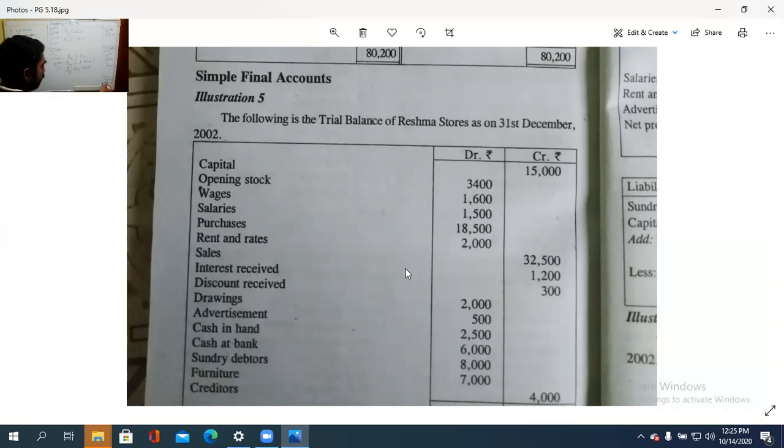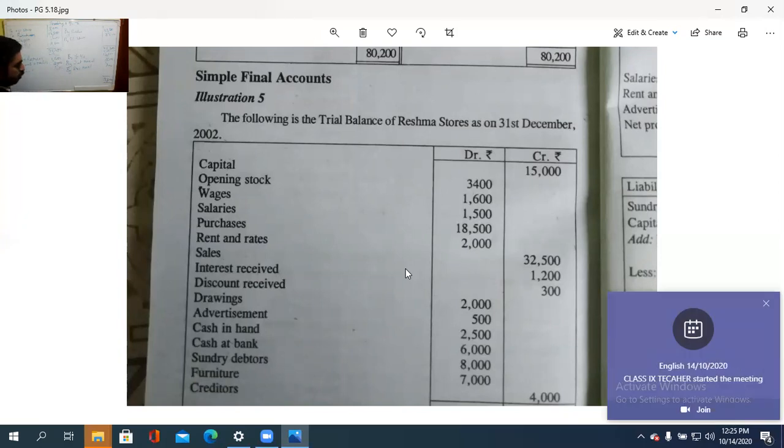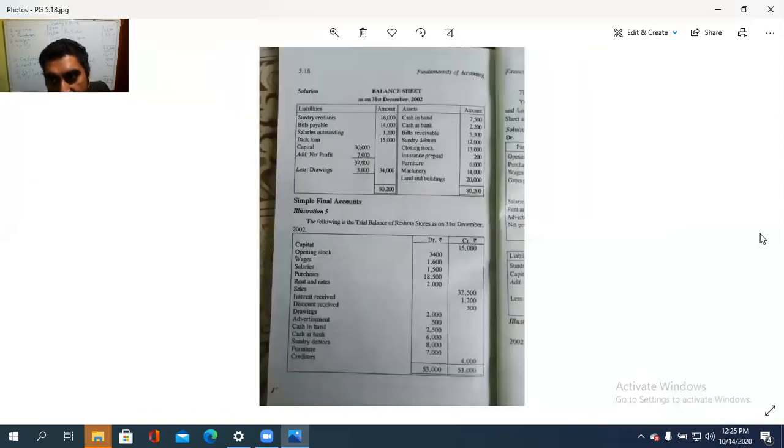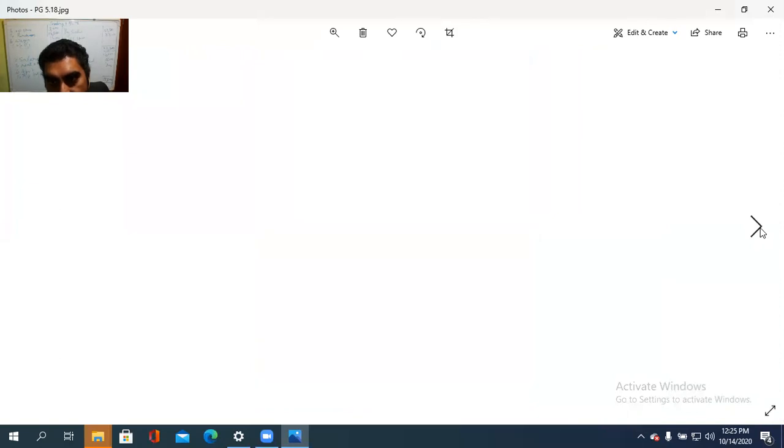And here, 3,500 plus 500, so 4,000. 19,300 minus 4,000. The profit is net profit transferred to capital account. How much is it? 19,300 minus 4,000, so 15,300 is the net profit transferred to capital account. So we will check whether 15,300 is the amount.